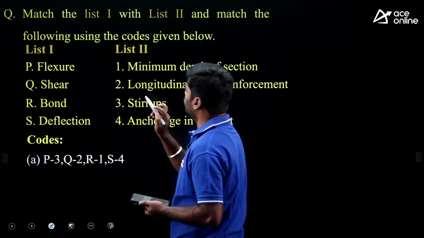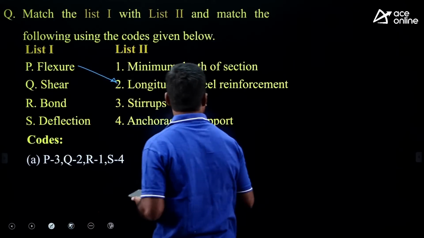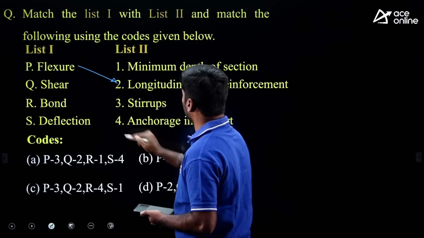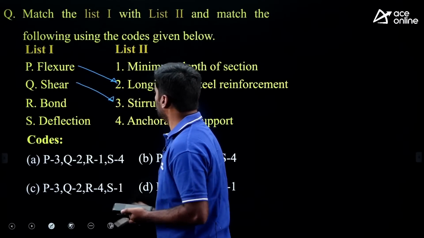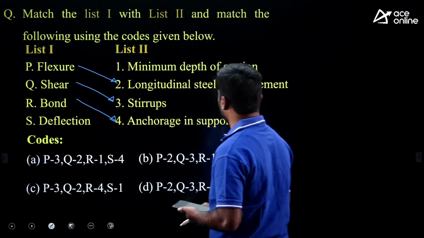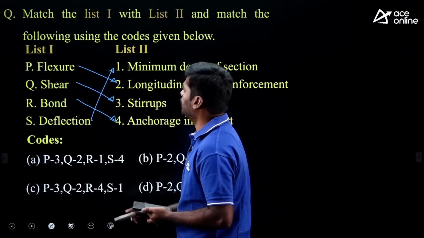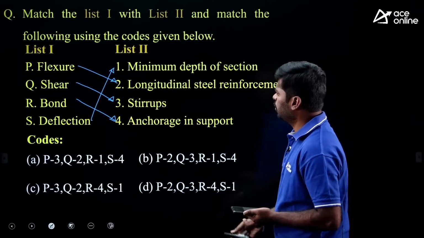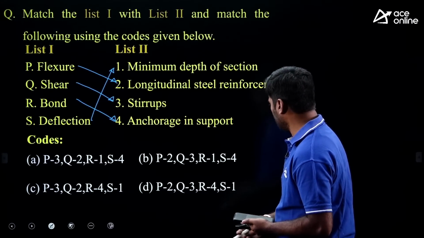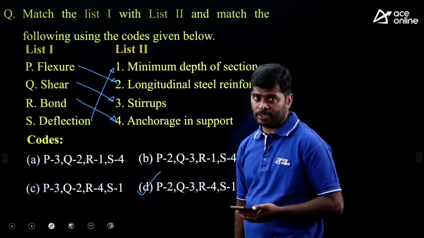To resist the flexure, we have to design longitudinal steel reinforcement. Next, to resist the shear, we have to design the stirrups. Next, to satisfy the bond criteria, we have to provide anchorage. To satisfy the deflection, we have to maintain minimum depth of the section. So, 2, 3, 4, 1, option D is correct.